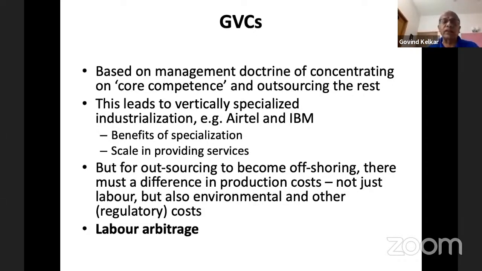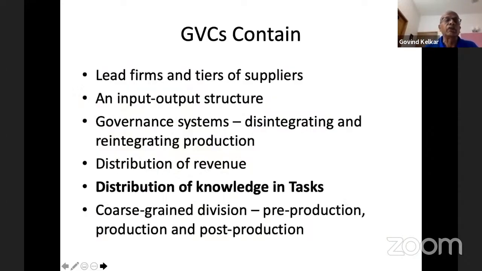But for this specialization to become offshoring, there must be a difference in production costs. Therefore, there has to be some kind of labor cost, but also environmental and other costs. So as a result of it, there is what we call labor arbitrage. That means you utilize the different wages in different countries to be able to increase the overall profit.